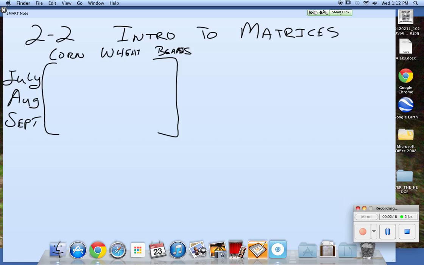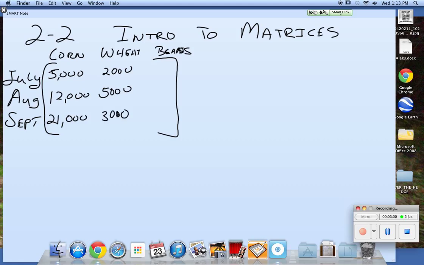Now, in July, I'm just going to throw something out there. It produces, let's say, 5,000 pounds of corn. In August, they produce, let's say, 12,000 pounds of corn. And in September, they're able to get 21,000 pounds of corn. In wheat, let's say in July, they produce 2,000 pounds of wheat. In August, they produce 5,000 pounds of wheat. But in September, it drops back to 3,000 pounds of wheat.